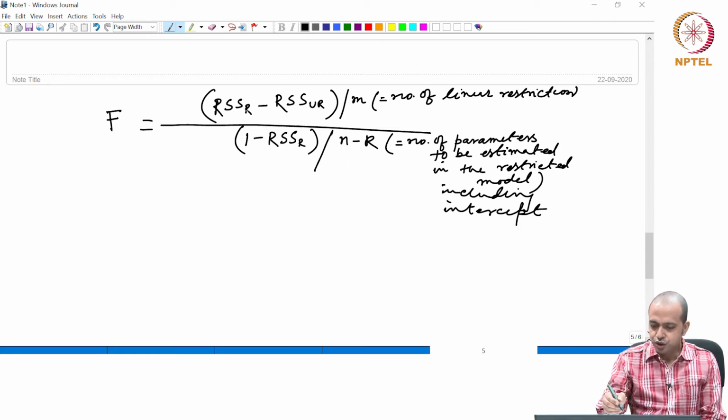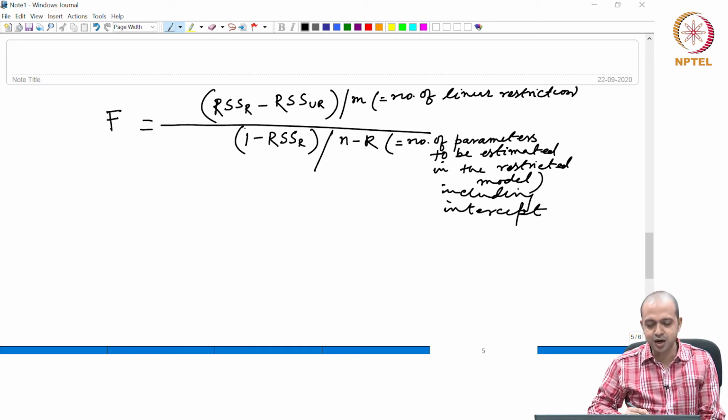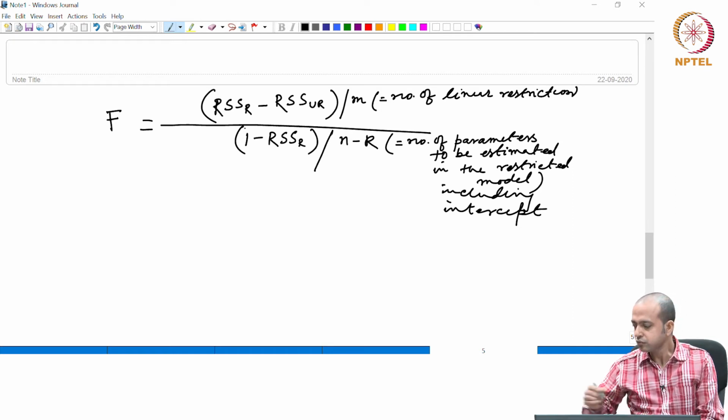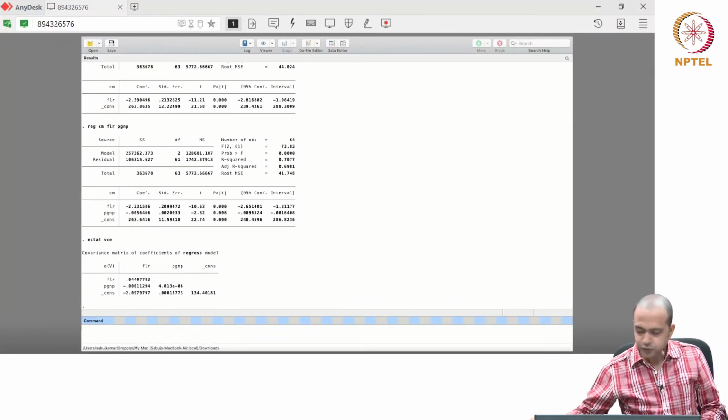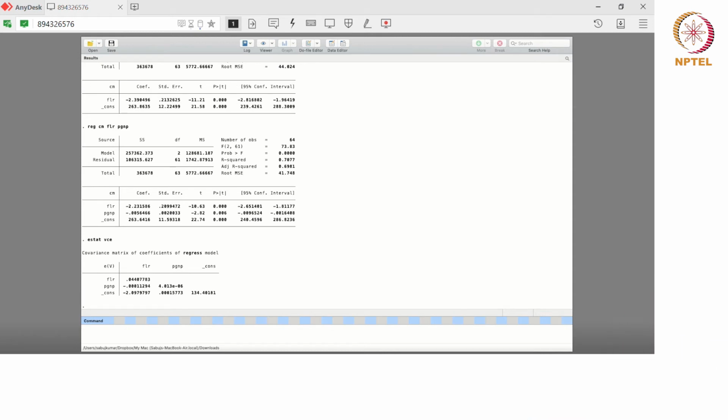So, you can estimate the two models, collect RSS R and RSS UR, put these values in, and you can always get the value of the F-statistic. Okay. So, now what will I do? I will go back to the data set again. I will now show you how to estimate this model.